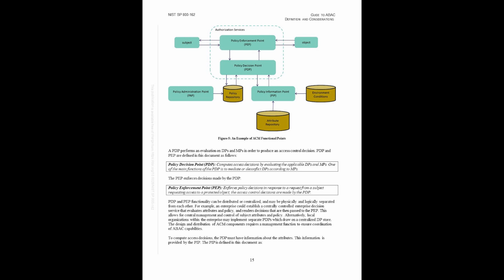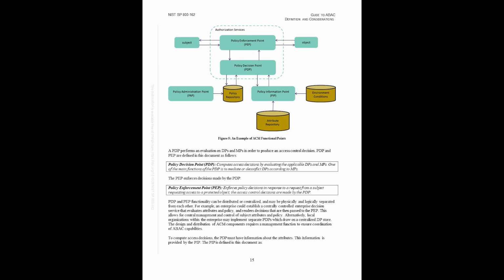PDP and PEP are defined in this document as follows. Policy Decision Point, PDP, computes access decisions by evaluating the applicable DPs and MPs. One of the main functions of the PDP is to mediate or deconflict DPs according to MPs. The PEP enforces decisions made by the PDP. Policy Enforcement Point, PEP, enforces policy decisions in response to a request from a subject requesting access to a protected object. The access control decisions are made by the PDP.